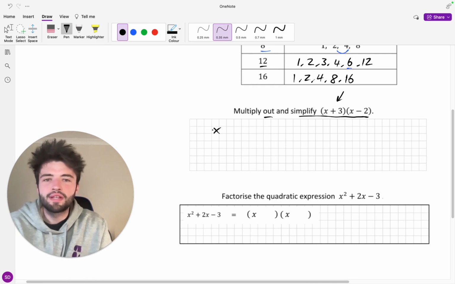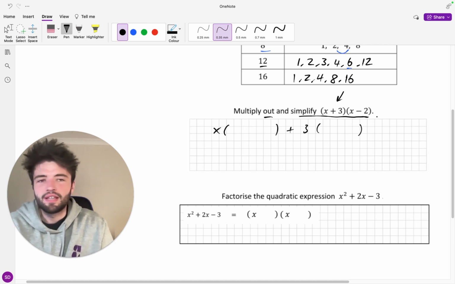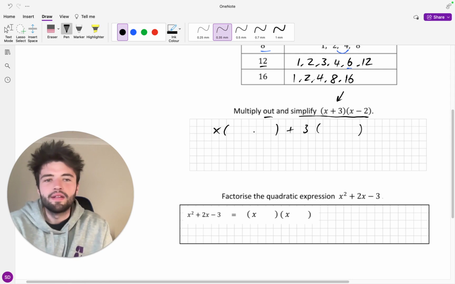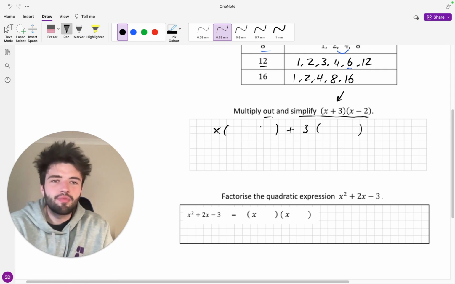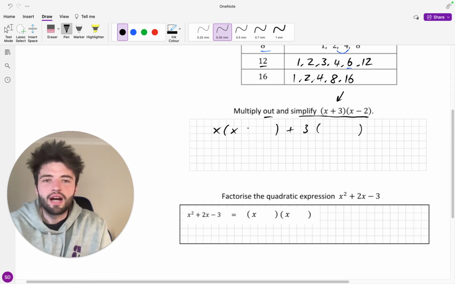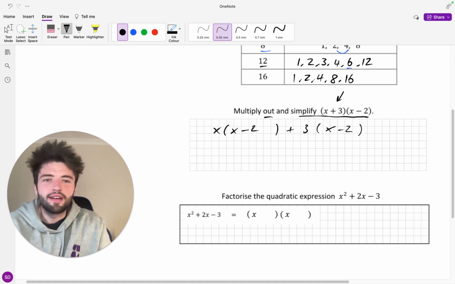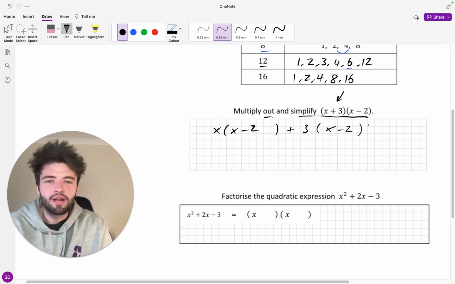So we're going to have x times something, and then we're going to have plus 3 times something as well. And so this is basically just breaking it down step by step until we get an answer. And so we've got the first bracket is kind of separated now, and we just put in what we have in the second bracket, which is x minus 2, into these 2 kind of empty spots here to get this kind of just looking nice and ready to simplify further.